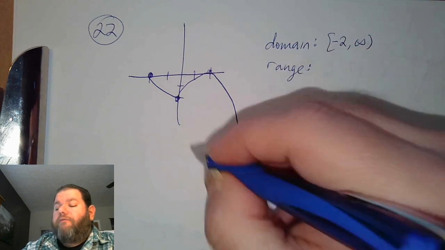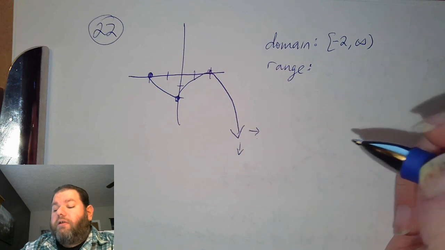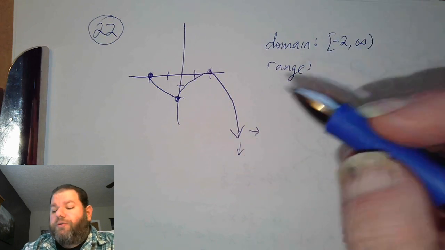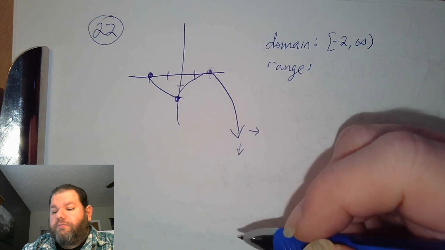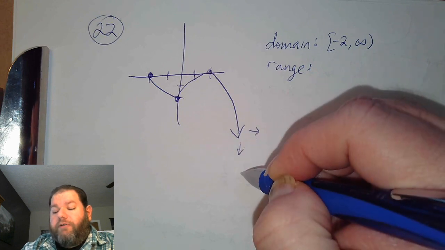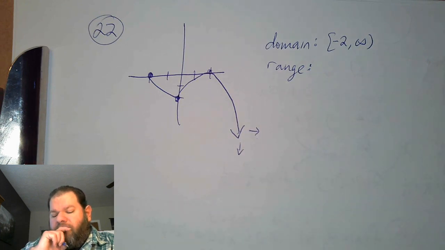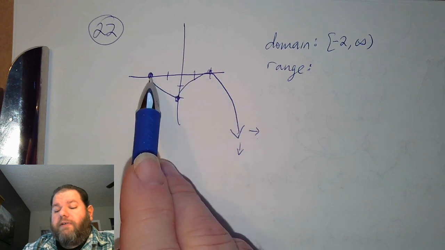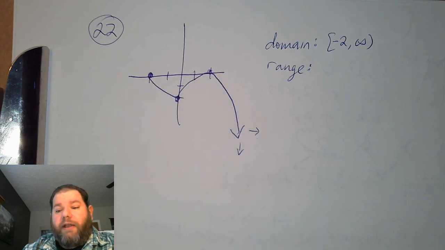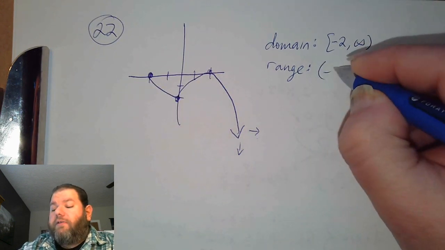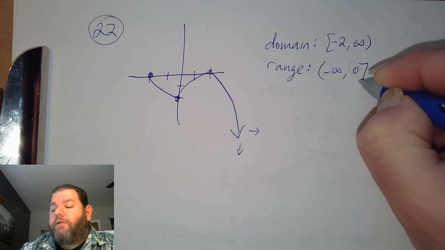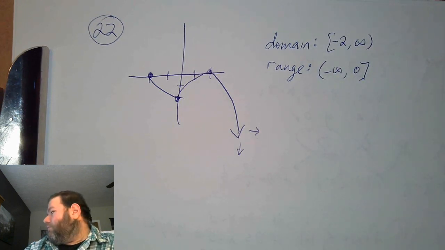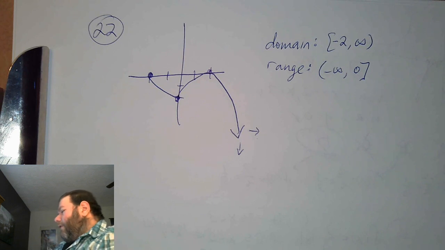Now range, we look at vertically, look at the y values for range. We know it goes down to -infinity. But we look at the highest point on this graph, it does not go past 0, does not go past the axis. So it's -infinity up to 0. Now that right there, let's see if that's enough to narrow down the answer.